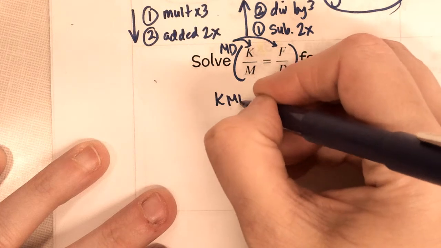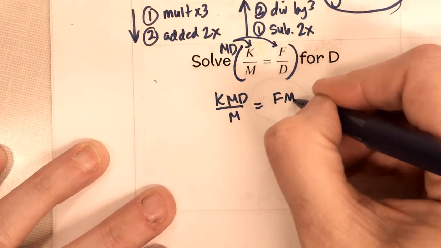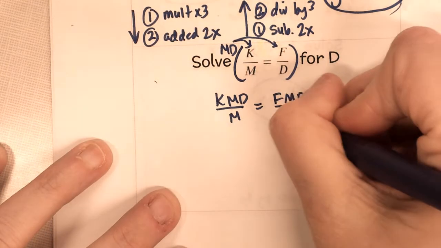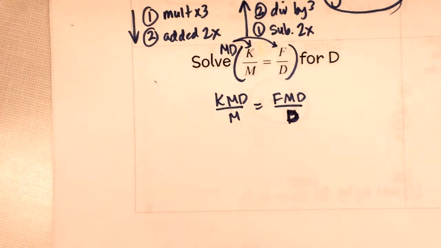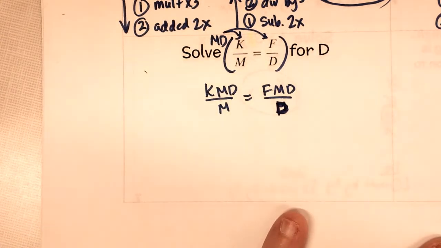KMD over M equals FMD over... I'm sorry, over D. Sorry, that's a D down there. I got D equals FM over K. So now what do I do? Now that I've got this, what can I do?